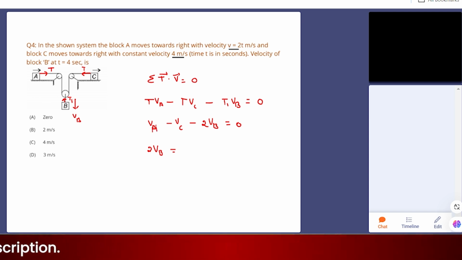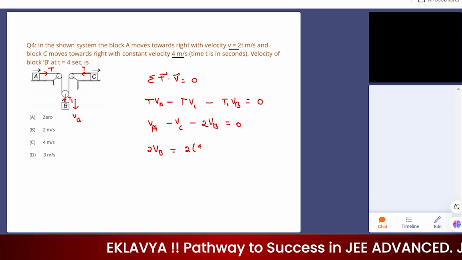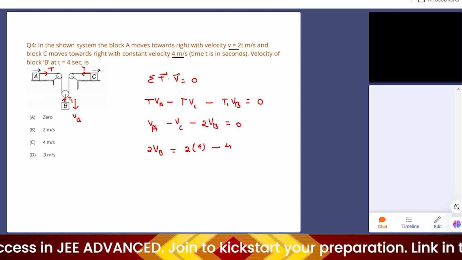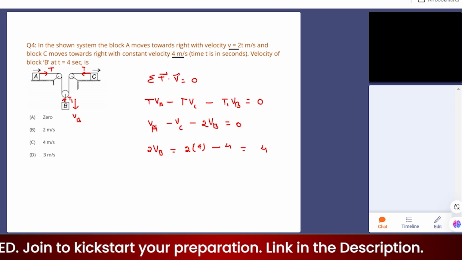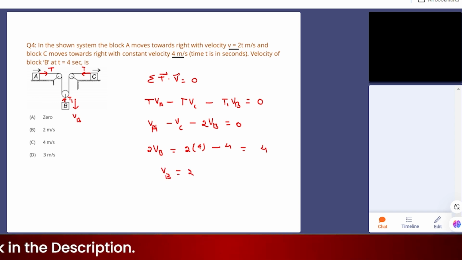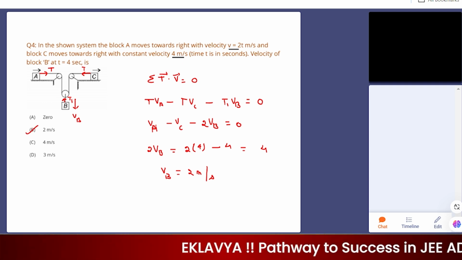So what is VA? At 4 seconds of time they are asking. VA is given as 2t, so it will be 2 into 4, minus VC, which is given as 4. So this will be a total of 8 minus 4, that will be 4 meter per second, or VB shall just become 2 meter per second, which will be option B.